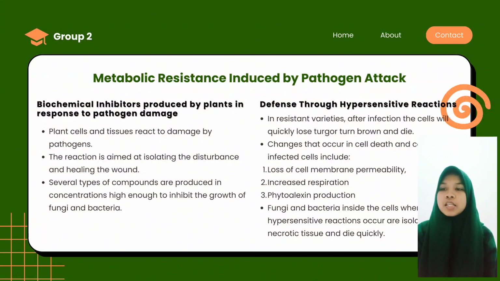The first is loss of cell membrane permeability. The second is increased respiration. And the third is phytoalexin production. Next, fungi and bacteria inside the cells where the hypersensitive reaction occurs are isolated by necrotic tissue and die quickly.